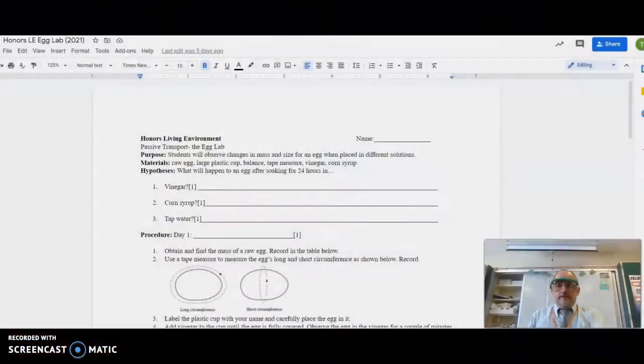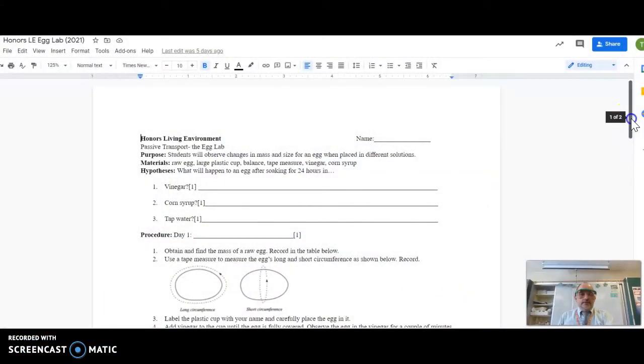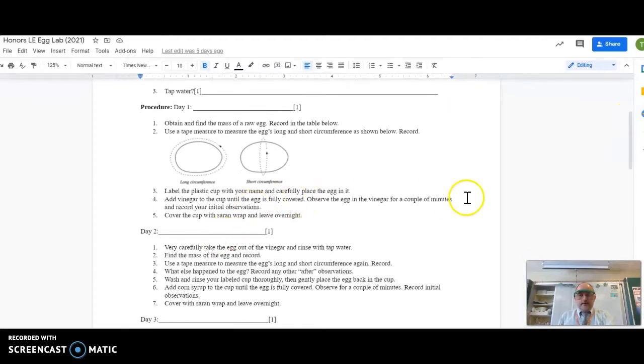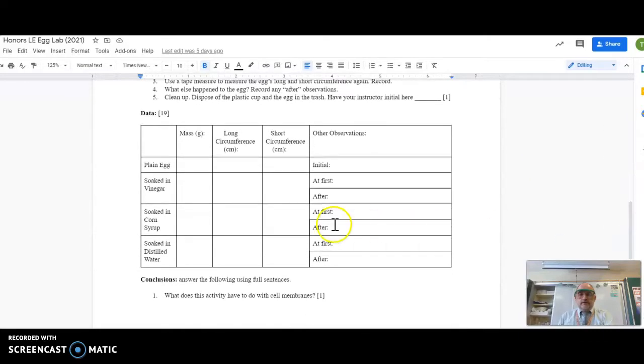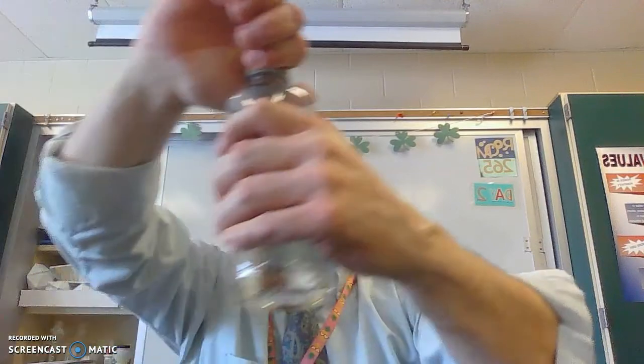Okay, so I've got to put that data in to my lab. I've got to write what the date is for day two, of course. I just followed through these instructions for day two. I need to enter that data in the lab after it's been soaked in vinegar for a day, what its mass was, what its long circumference was, what its short circumference was. Your observations at first, and then I'm going to put it in the cup and put corn syrup on it, and you can do your observations for after. Okay, so let's put it in the cup now that we've got our data. And let's cover it in corn syrup, do some observations, and then we'll leave it for tomorrow.